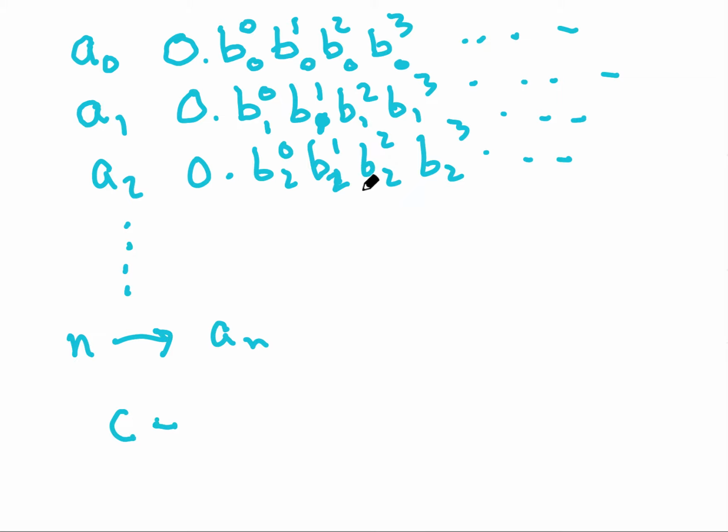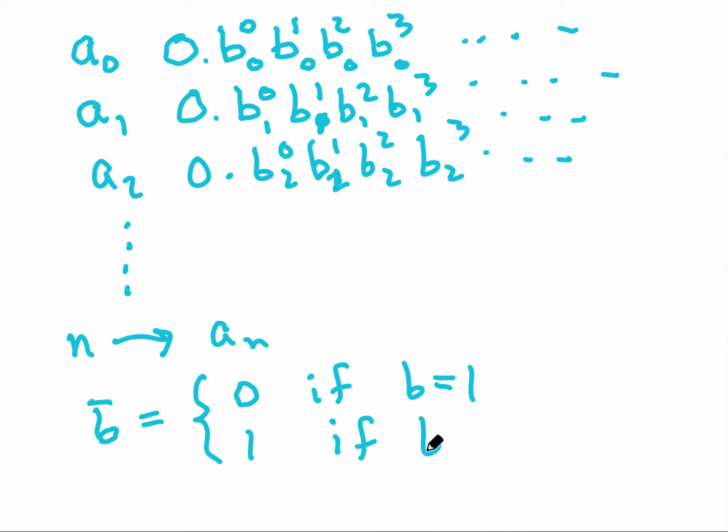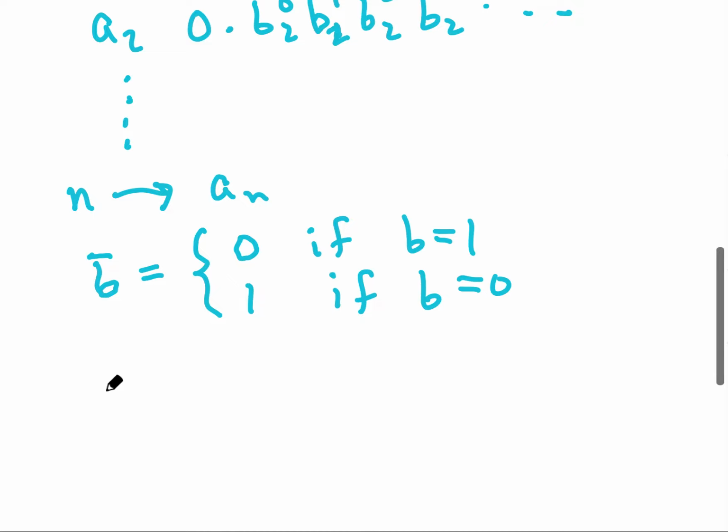Actually, first I need some notation. Here's my notation. Let's say if we put a bar over B, that equals 0 if B is 1, and equals 1 if B is 0. Okay. So now I'm going to define C, and I'm going to show you what it is.